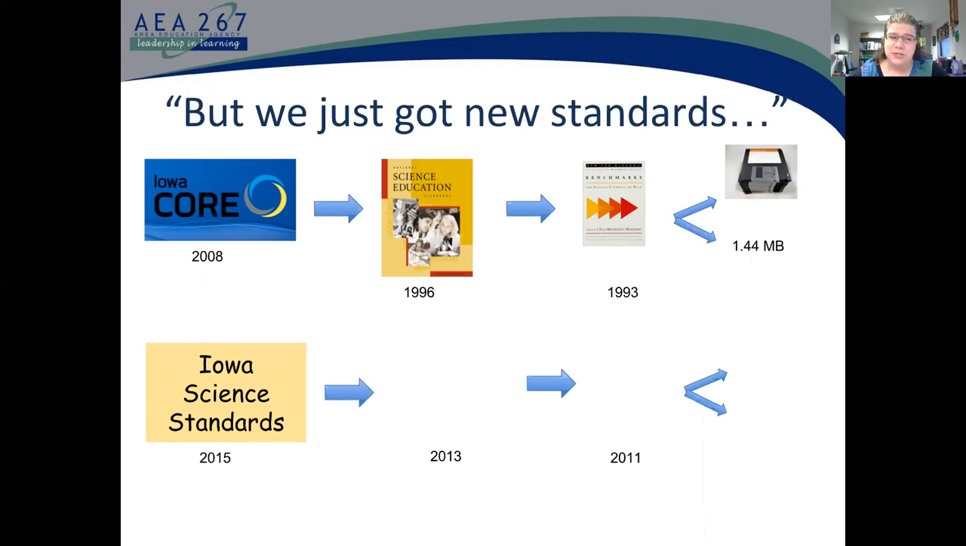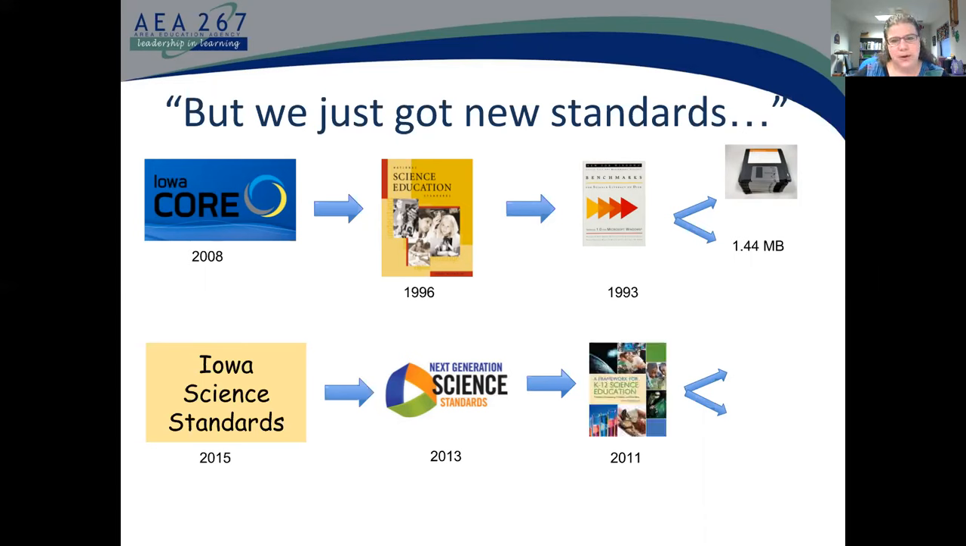By contrast, the new Iowa Science Standards were developed in 2015, but they were based on the Next Generation Science Standards, which were developed in 2013. The book that was developed from was the Framework for K-12 Science Education. That came out in final draft form in 2011.